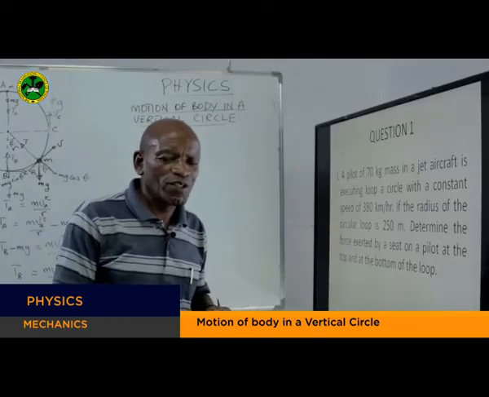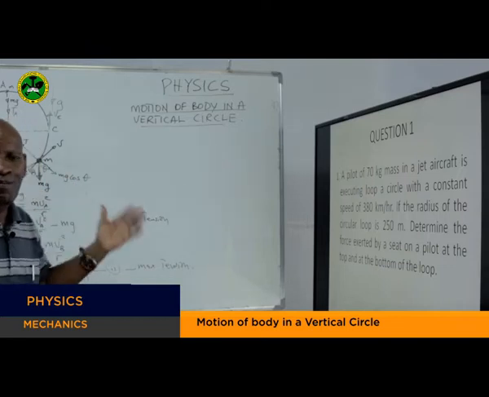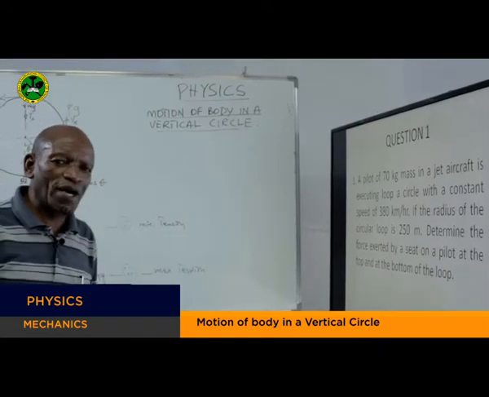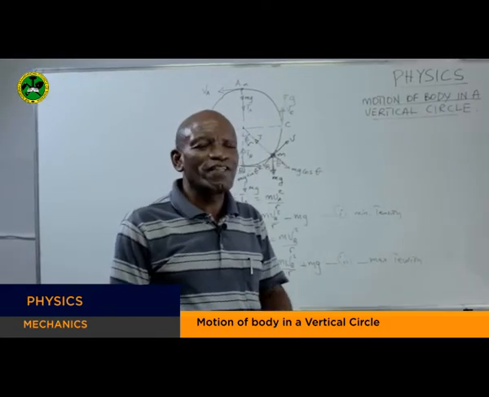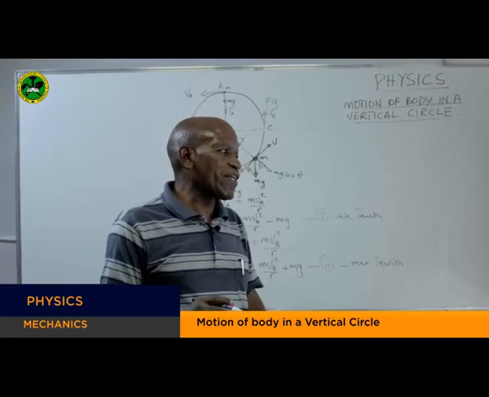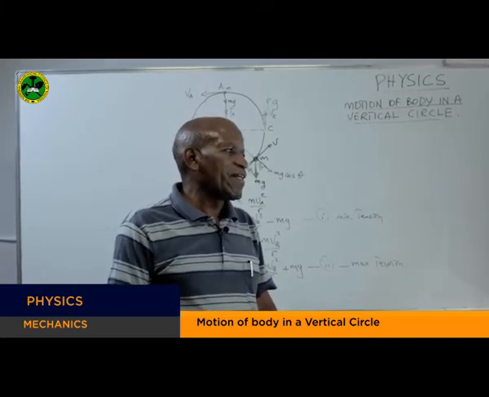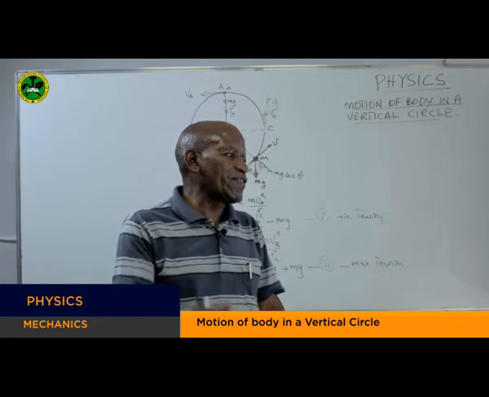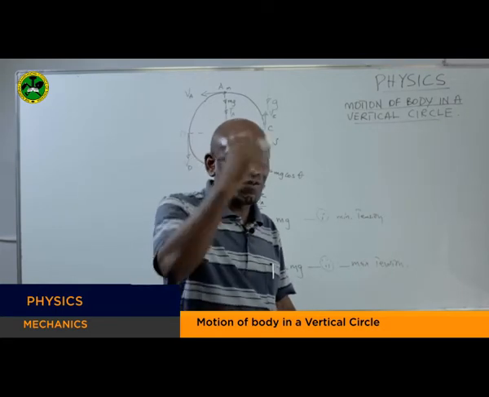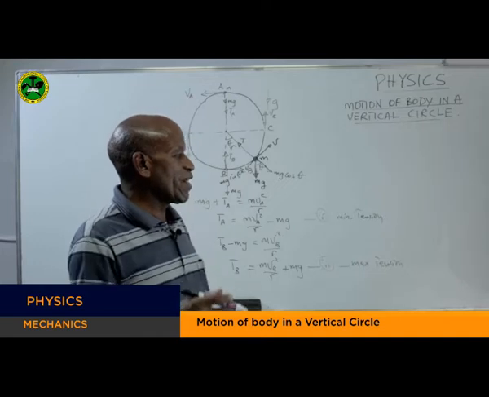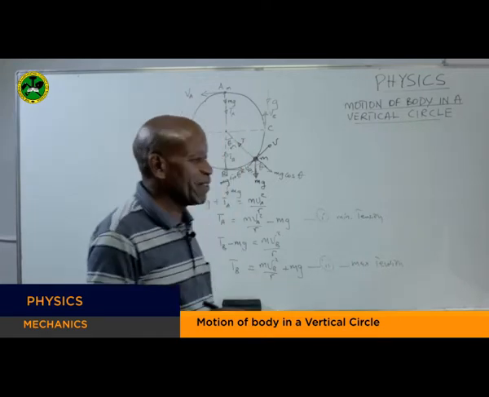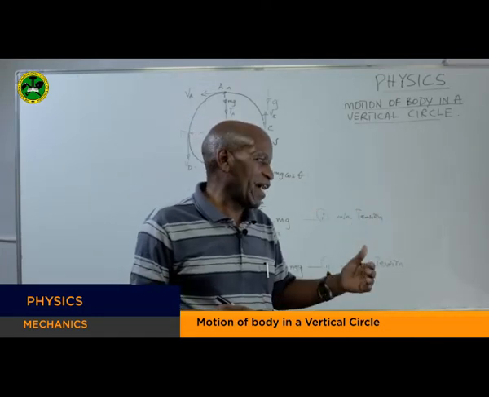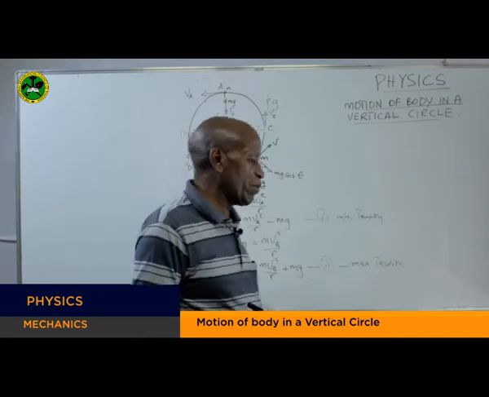This question takes us to what I have already mentioned, that we have a pilot of that particular mass, 70 kilogram, in his jet aircraft, now executing a loop of a circle with a constant speed. This is a vertical circle, with a constant speed. Now, if the radius of the circular loop is 250 meters, we need to determine the force exerted by a seat on a pilot at the top and at the bottom of the loop.